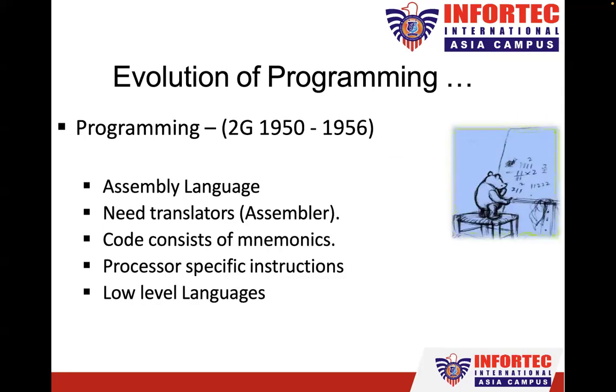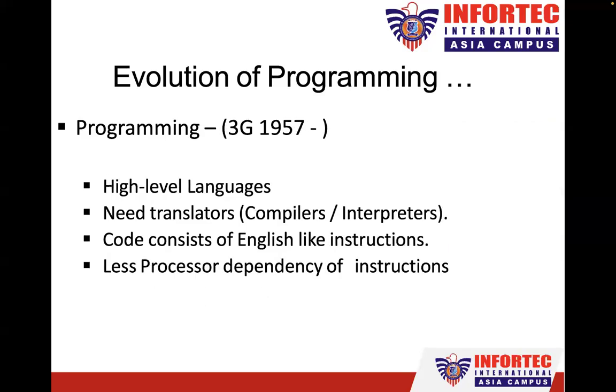Then in the second generation, they wanted to improve that opinion. They tried some translators, but it didn't work, and they wanted a high level language. It's difficult to communicate with machine language, so they wanted a high level language. In the third generation, they introduced all these things: high level languages, translators, English-like instructions, and less processor dependency. Let me quickly summarize these. I know you all remember them, but it's better to summarize.